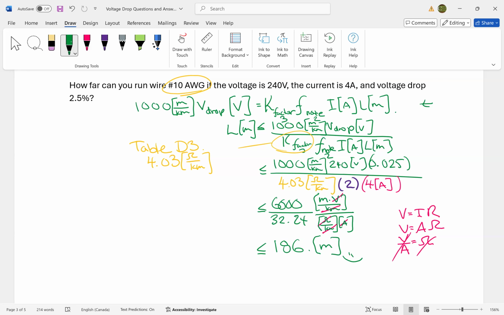So therefore, with 10 gauge wire at 240 volts and 4 amps, if we let the voltage drop to 2.5%, which is kind of high, we can run 186 meters of length of that cable. Hopefully, this has been a good example problem for you.